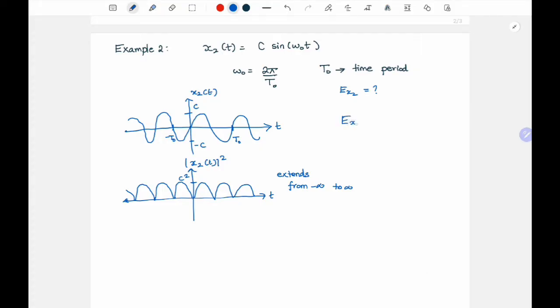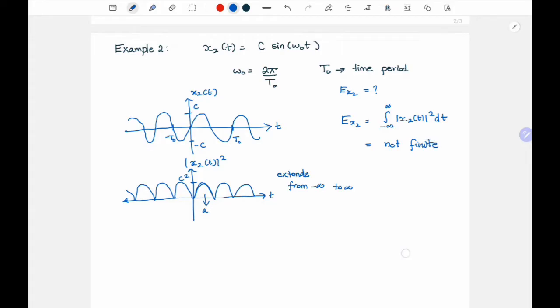So what is Ex2 then? It is the integral from minus infinity to infinity of mod x2 of t square dt. Do you think it will have a finite value? No, right? Because if you consider only this interval, let's say it has some finite value a, then you have infinite copies of these, right? So you will get the answer as some a into infinity, which will be infinity. So Ex2 is not finite.